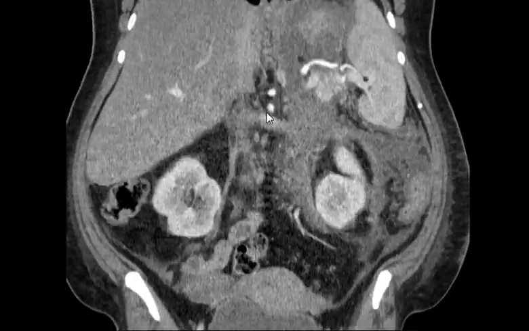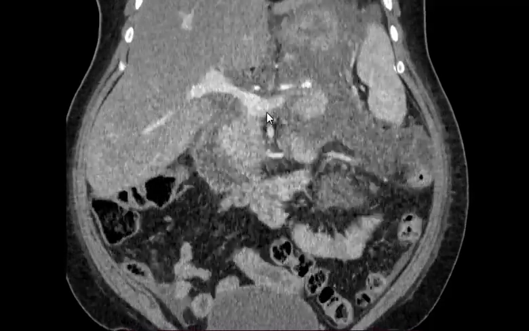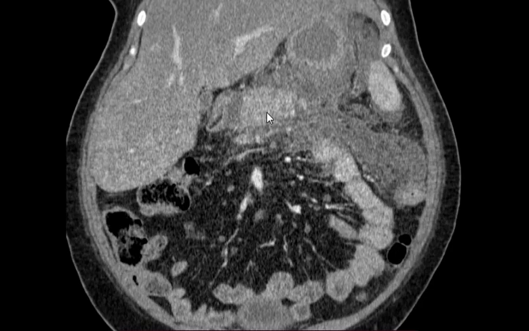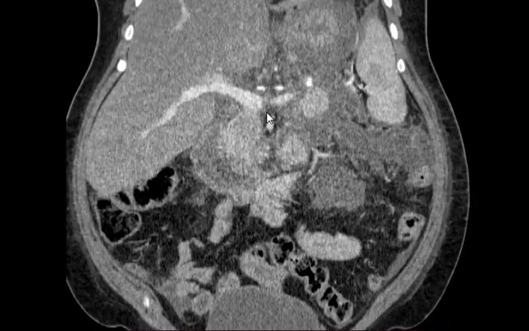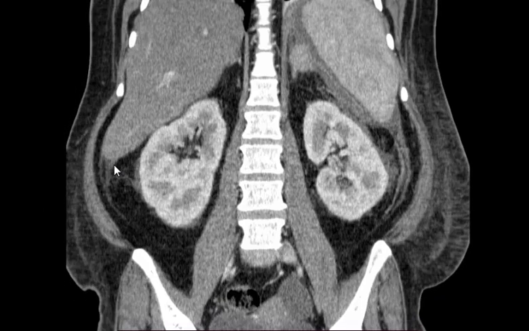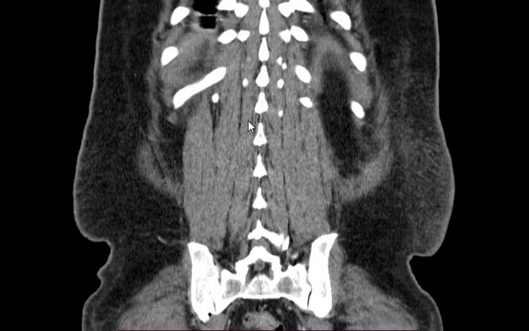The pancreas markedly enlarged, congested, with stranded fat planes, surrounded by fluid extending in the retroperitoneum, and we can see a radial lobe. Right? So, overall, what is your differential diagnosis? Acute pancreatitis. Autoimmune pancreatitis. Good. Usually diffuse.